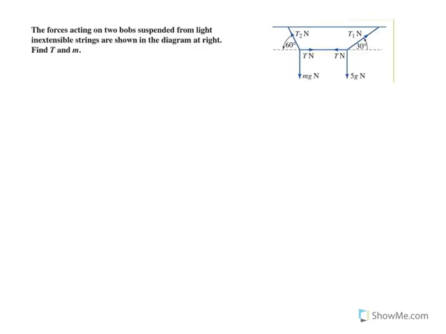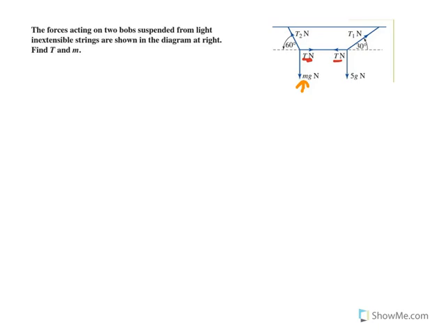Okay, so here's our first one. So forces acting on two bobs. Bobs are just objects suspended from a line, an inextensible string. Light means they've got no mass, and inextensible means they don't stretch. Shown in the diagram at right, find T and M. So T that they're referring to is this tension, which is the same, and M that they're wanting us to find out is this one here.